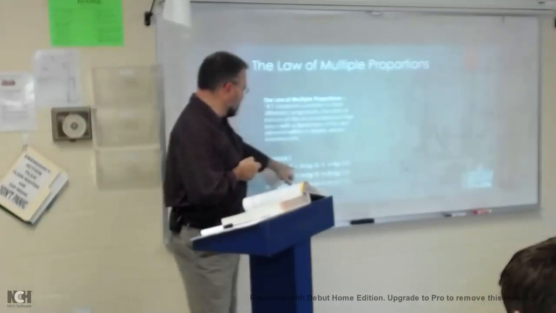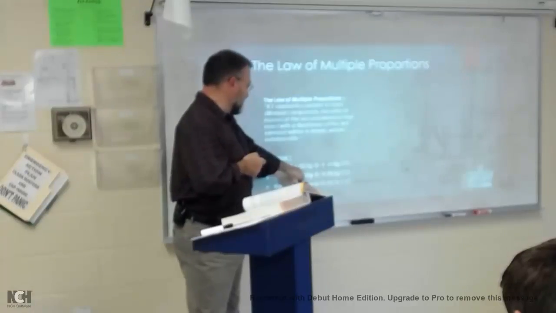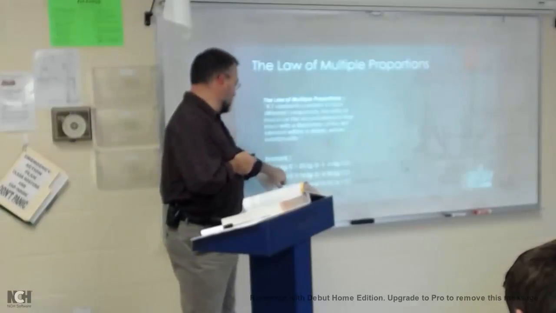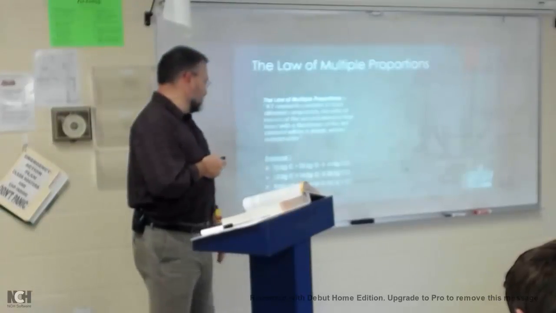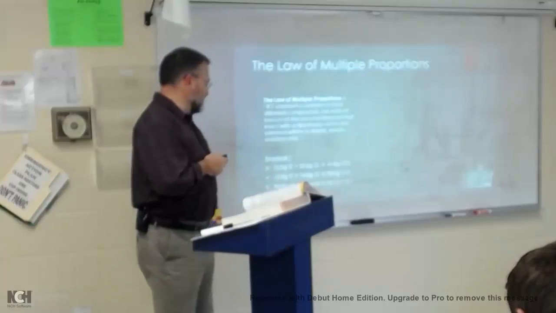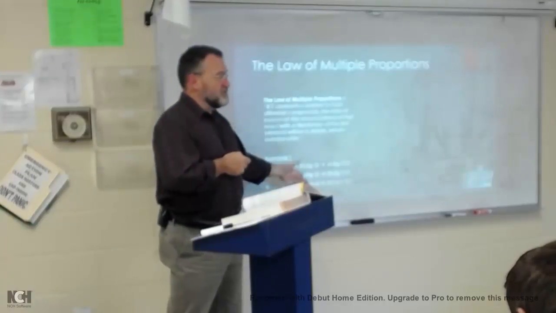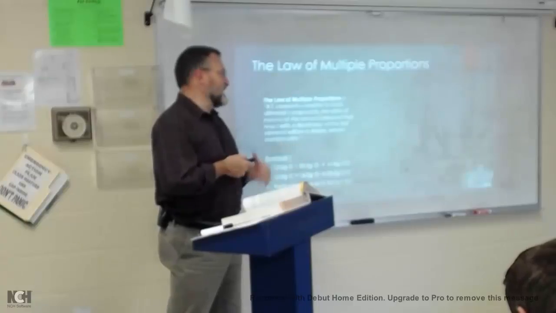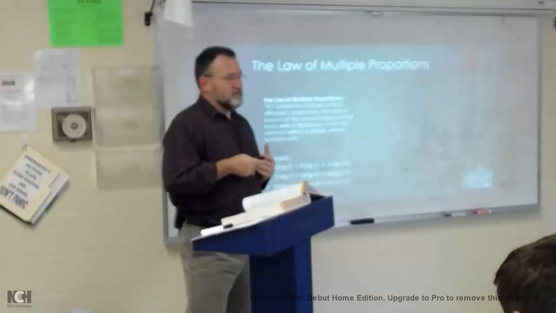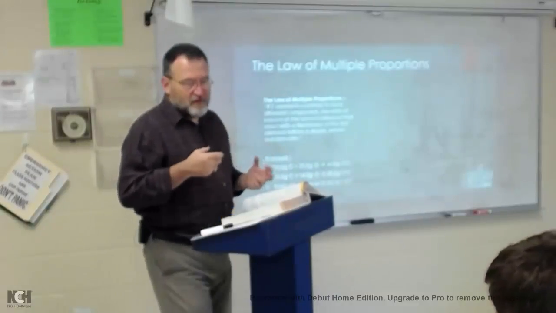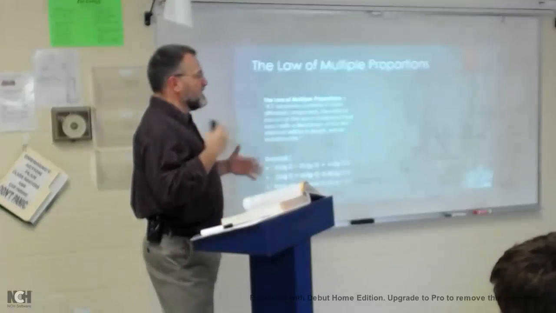In the first reaction, it took 32 grams of oxygen combined with 12 grams of carbon. In this case, 16 grams of oxygen combined with 12 grams of carbon. And 32 to 16 is 2 to 1. It's a 2 to 1 ratio. It's not going to end up being 1 to 1.5. It's always going to work out to be a whole number ratio.